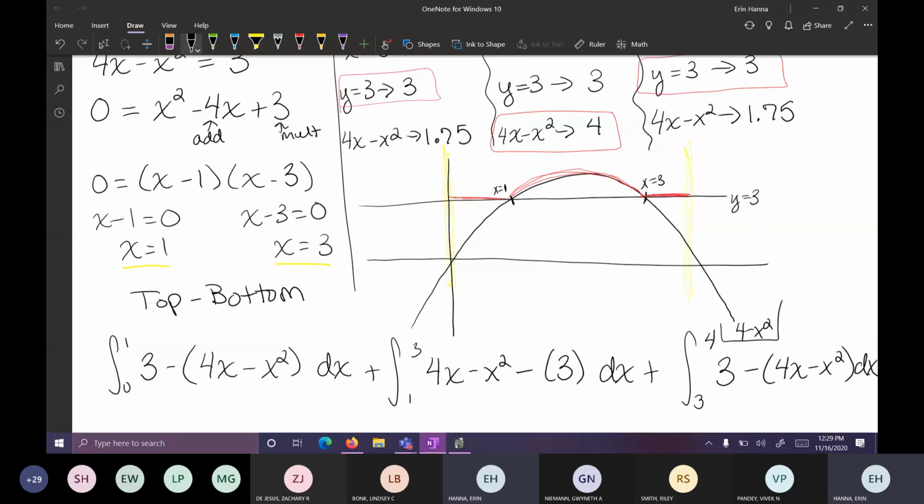And then again, hopefully you have a calculator you can punch this into. If anyone wants me to do it by hand, or at least show the antiderivative, I can. But otherwise, I'm just going to punch it into my calculator. Just let me know if you want to see the antiderivative or whatever else.